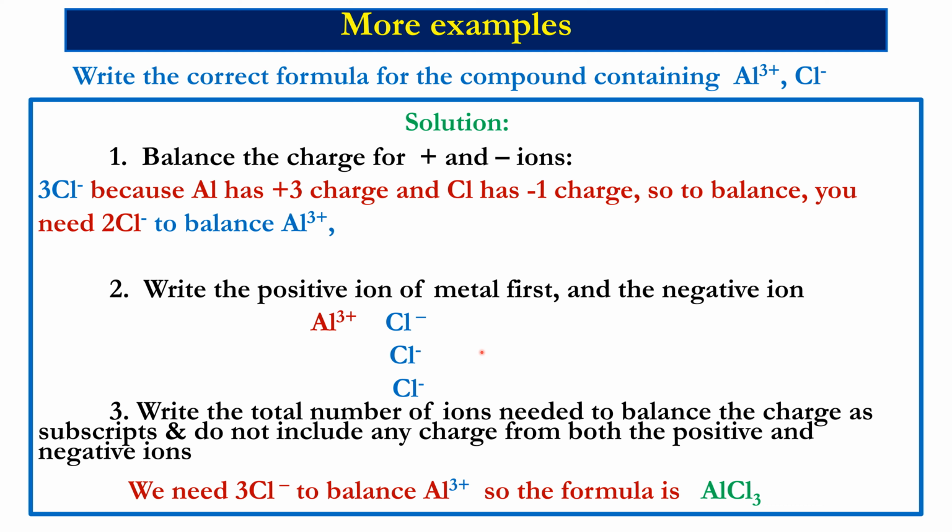So the next thing is to write the total number of ions needed to balance the charge as subscripts. And again, do not include any charge from both the positive and negative ions. We need 3 Cl minus to balance Al3 plus. So the formula is then AlCl3. So this 3, because we needed 3 Cl minus to balance Al3 plus.